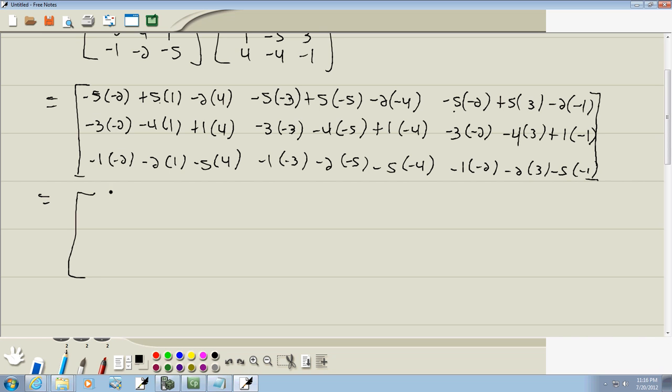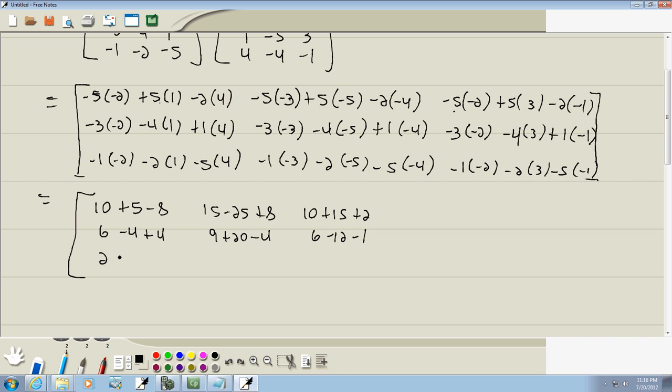So let's see what we get. -5 times -2 is 10. I won't say this because I'll probably get them wrong if I say them. Plus 5 minus 8. 15 minus 25 plus 8. 10 plus 15 plus 2. 6 minus 4 plus 4. 9 plus 20 minus 4. 6 minus 12 minus 1. 2 minus 2 minus 20. 3 plus 10 plus 20. 2 minus 6 plus 5.